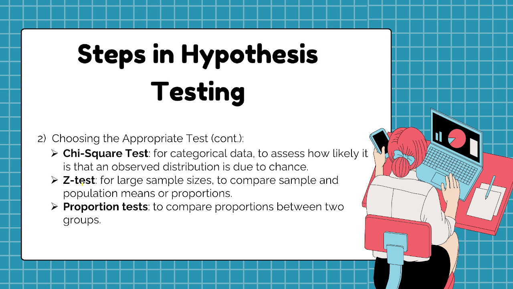With this method, we can assess whether the observed distribution is due to chance. And then the z-test is applicable if we have a large sample size. In that case, we can compare the computed value between your sample and the population means, or it can be in terms of proportions. The proportion test is useful when we want to compare proportions between two groups.